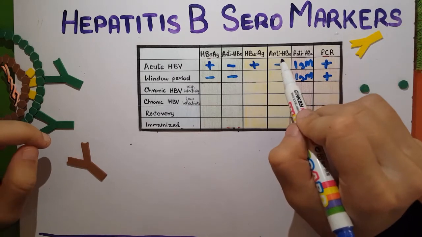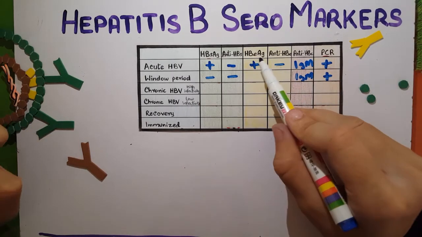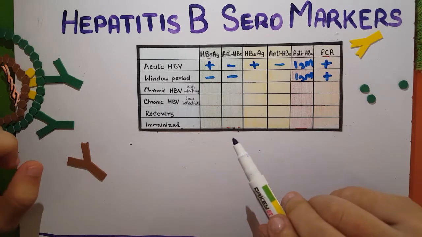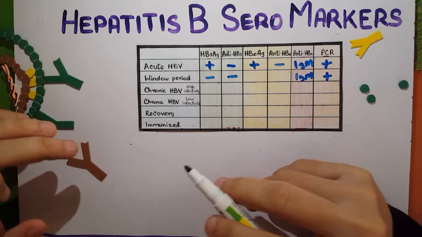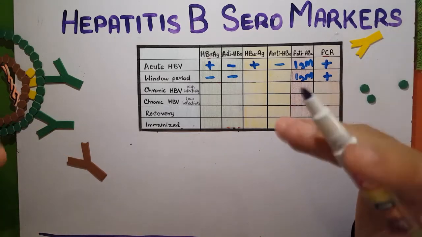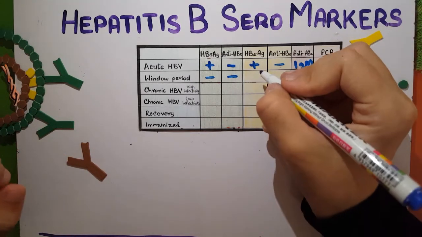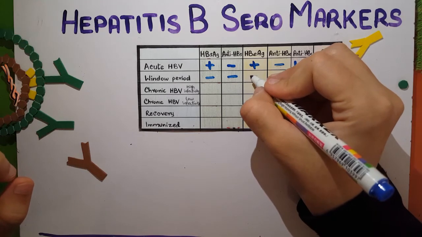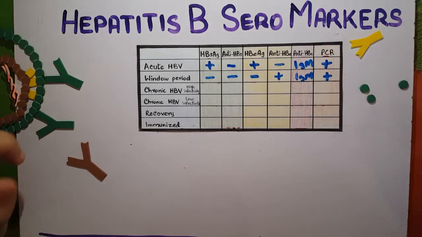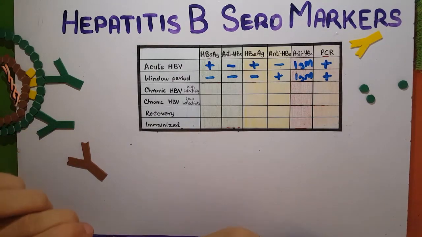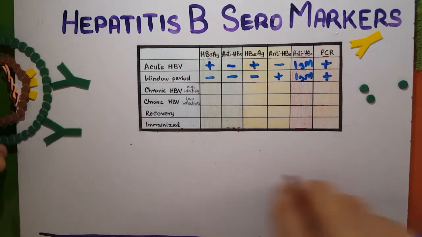Regarding HBe antigen and anti-HBe, the HBe antigen will be negative because at this stage the virus is not replicating, because it's losing its war. So HBe antigen will be negative and its counter antibody may be positive. So now coming to the chronic hepatitis B virus infection.